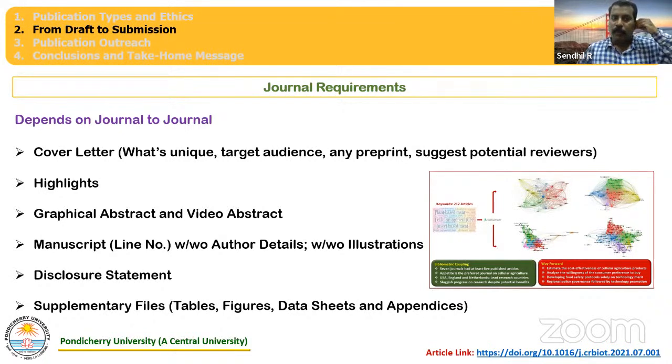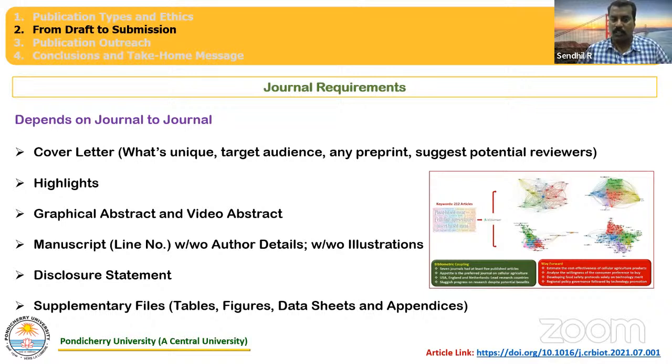Then another point to keep in mind as an author is giving the line numbers. In Word, there is an option to give line numbers. The majority of journals ask for the manuscript without author details, and some journals ask with author details. For that reason, I suggest you kindly read the author guidelines. Whatever is required by the journal, whether with or without author details, or sometimes they ask for illustrations in a separate file. Some journals ask for illustrations, that is tables and figures, presented continuously within the text. So depending upon the journal, you have to prepare your manuscript.